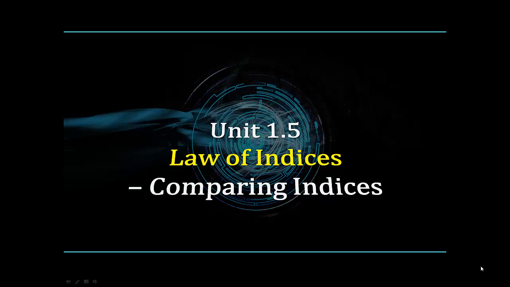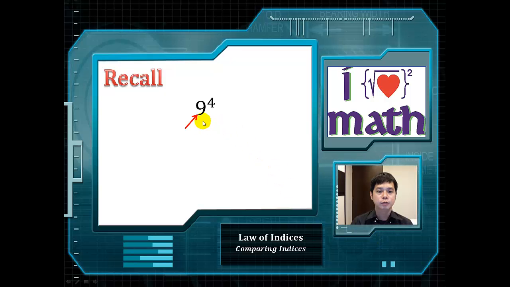Today we are going to learn how to convert the bases of an equation so that we can solve the equation by comparing indices. Now, do you remember what is the name given to this term 9 here? Yes, this is called the base. In this lesson, we are going to convert base 9 to different bases. For instance, we can convert base 9 to base 3 because 9 is equal to 3 squared.